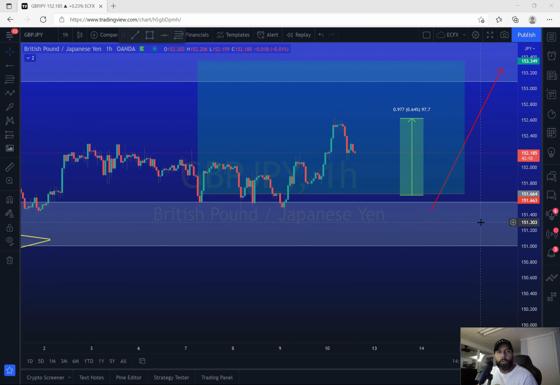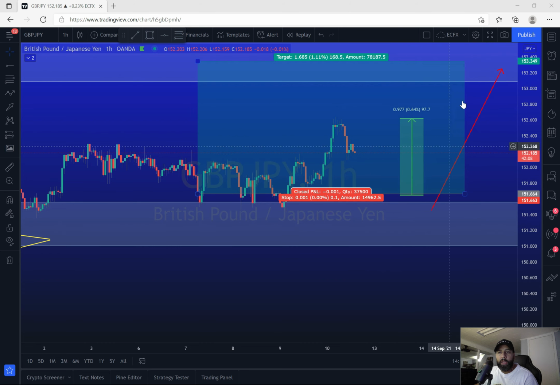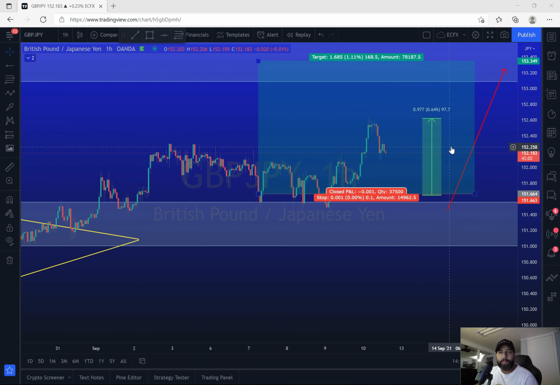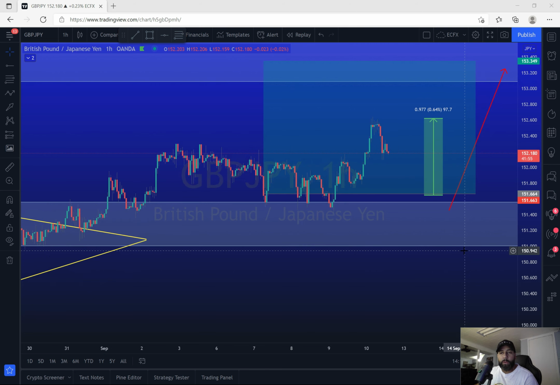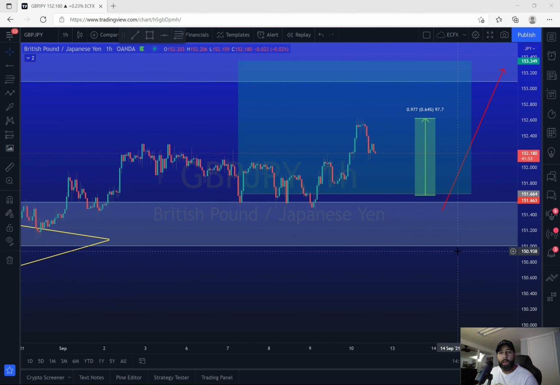There's a reason why we call this the 100 pip club strategy, and this right here is the reason why. You see here with this strategy, we are constantly making 100 pips, 200 pips, 150 pips. This is a very simple strategy that we use. I love this strategy. A lot of the ECFX students love this as well.